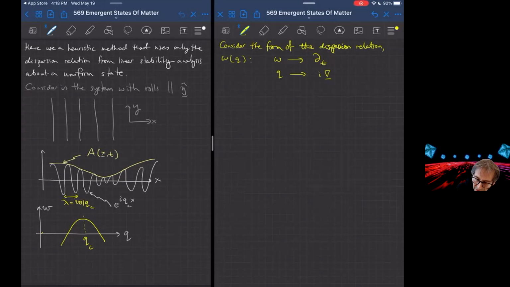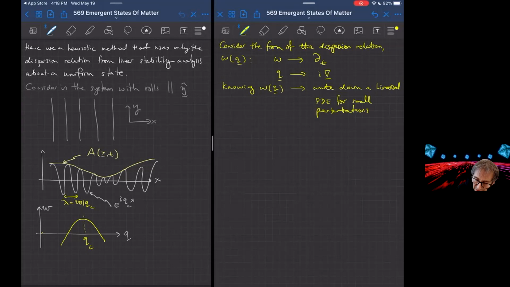So in other words, knowing omega of q enables us to write down a linearized PDE for small perturbations. And so that's the way that we're going to construct the spatial structure here.